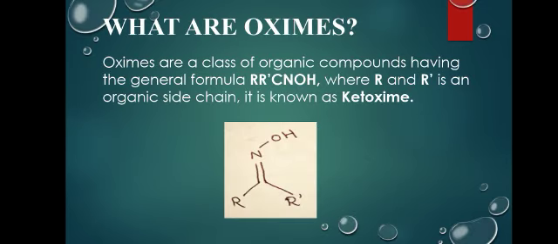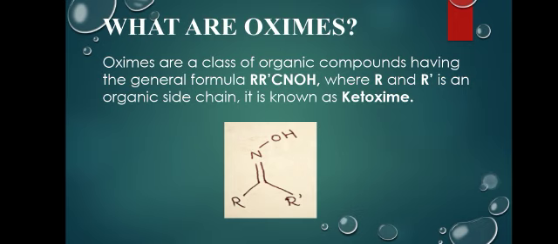Oximes are a class of organic compounds having the general formula R, R'-CNOH, where R and R' are organic side chains, and C, N, O, H represent carbon, nitrogen, oxygen, hydrogen respectively. And this class of organic compound is said to be a ketoxime, as the general structure is represented here below.